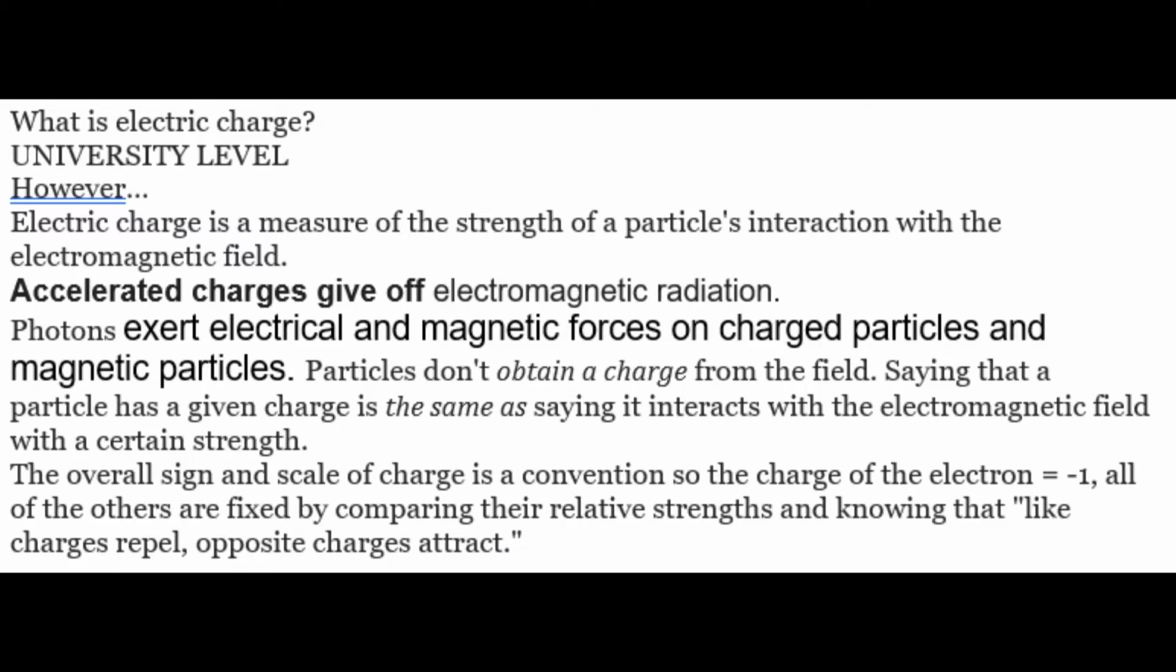So for example, we called the electron negative. It was just arbitrary. It was just by convention. We could have called the electron positive, but we just happened to name it negative. So the electron is negatively charged. Let's just say it's -1, and then we compare the charge of all the other particles with the electron.